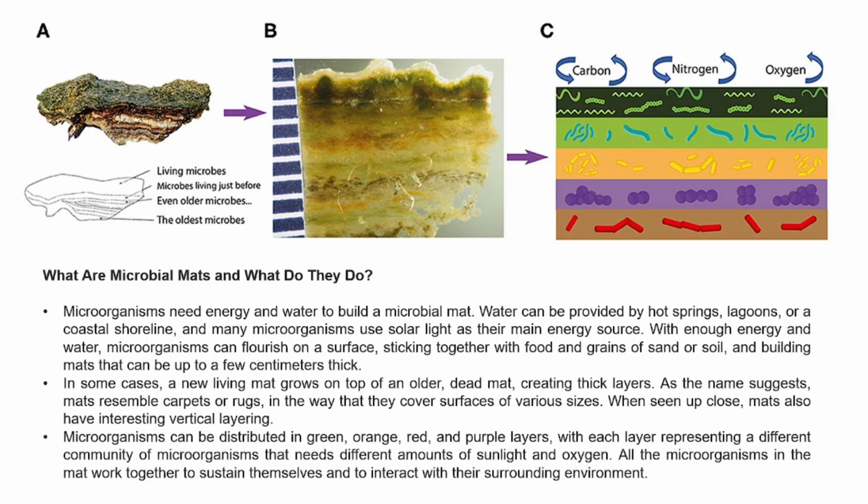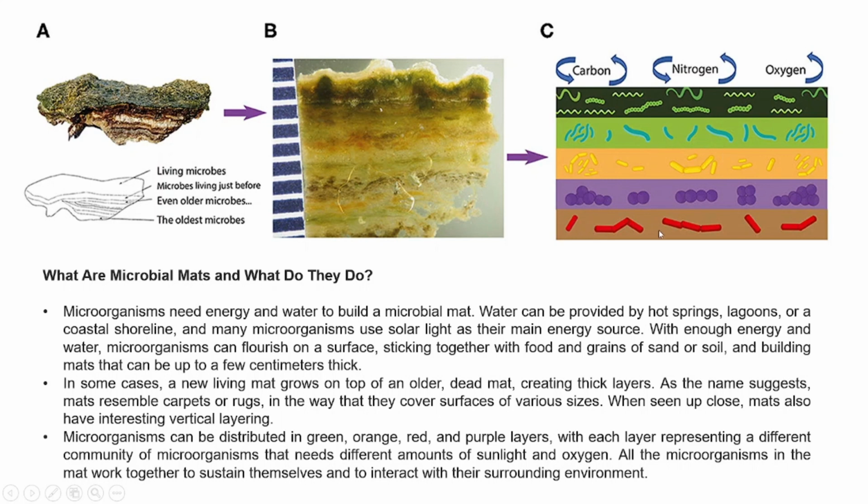They stick together with food and grains of sand or soil, building mats that can be up to a few centimeters thick, if you can see the sketch over here. In some cases, a new living mat grows on top of an older dead mat, creating thick layers. As the name suggests, mats resemble carpets or rugs in that they cover surfaces of various sizes. When seen up close, mats also have interesting vertical layering, as you can see from the sketches. They can be distributed in green, orange, red, purple layers, with each layer representing a different community of microorganisms that need different amounts of sunlight and oxygen.